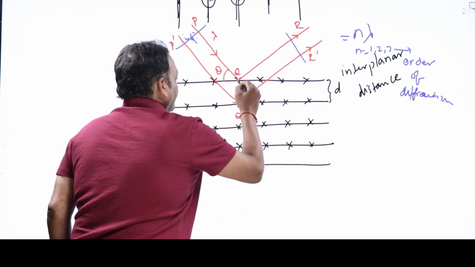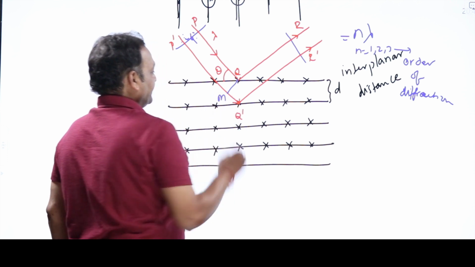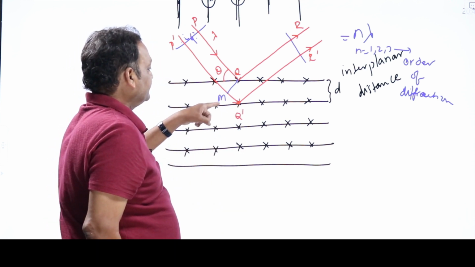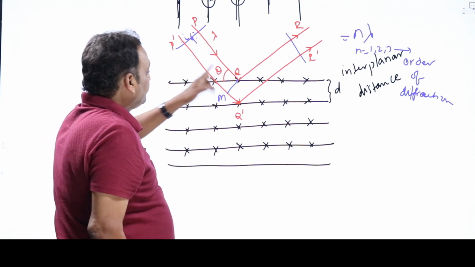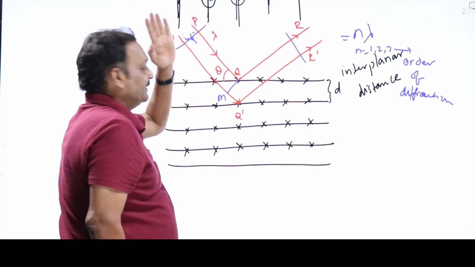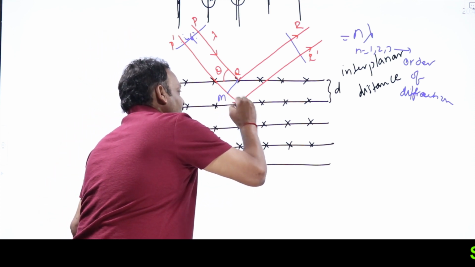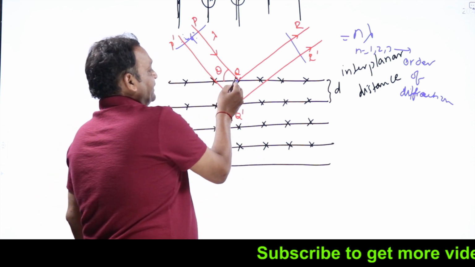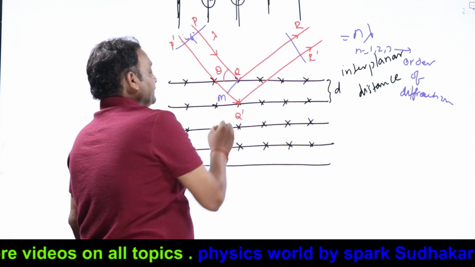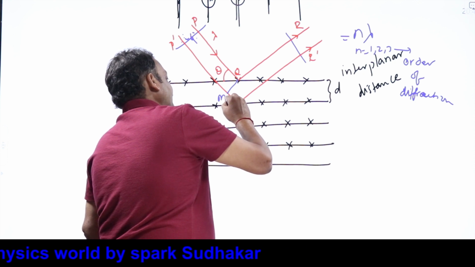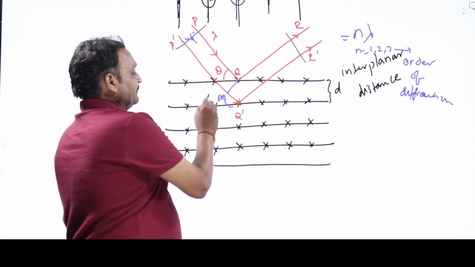I will draw a normal like this and put a point M here. QM is a normal drawn from Q onto the second beam. Up to that QM, both rays are traveling the same distance. Now the second ray is traveling the extra distance of MQ dash. The first ray is getting diffracted from Q only, whereas the second ray is getting diffracted from Q dash. So the extra distance traveled by the second ray compared to the first ray before diffraction is MQ dash.